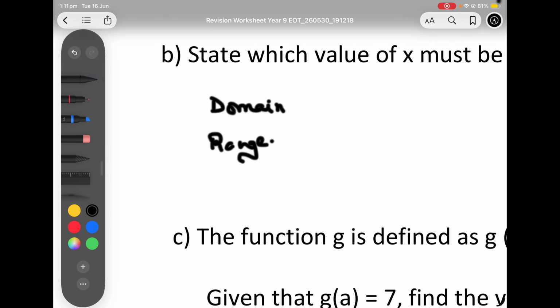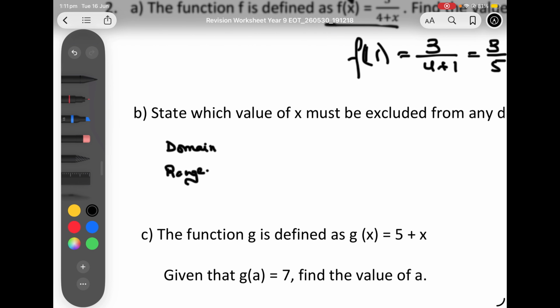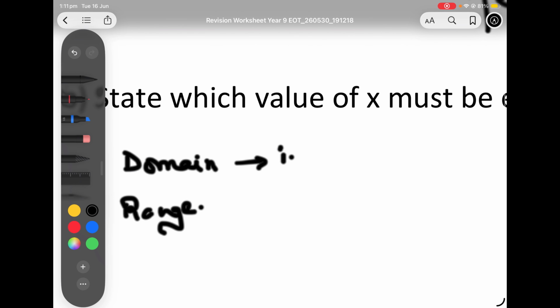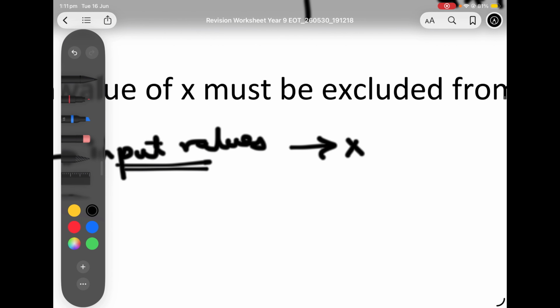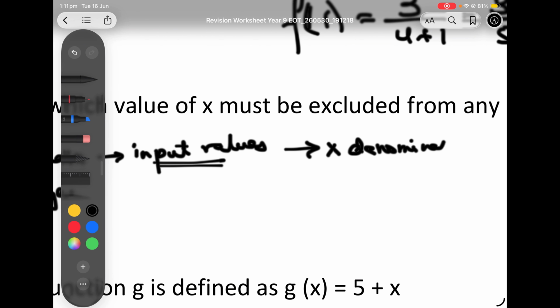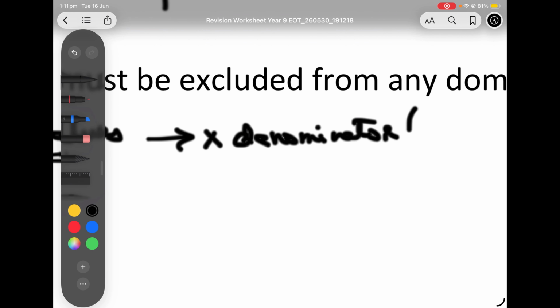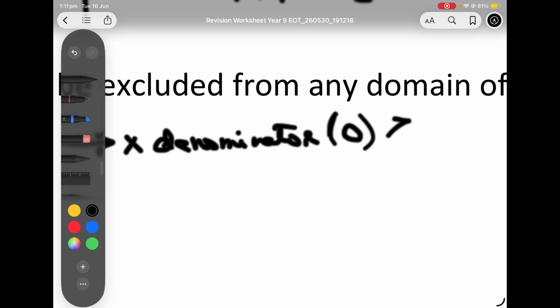Okay, so when you're talking about the domain and range, the domain is the set of all possible values of x that you can allow to put in. The domain can be the input values, but these input values should not make the denominator a 0. The denominator should never become a 0 is the only criteria that we pay attention to.